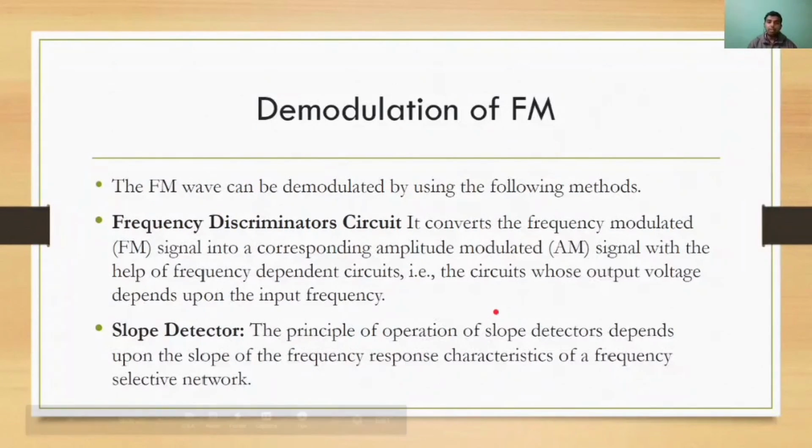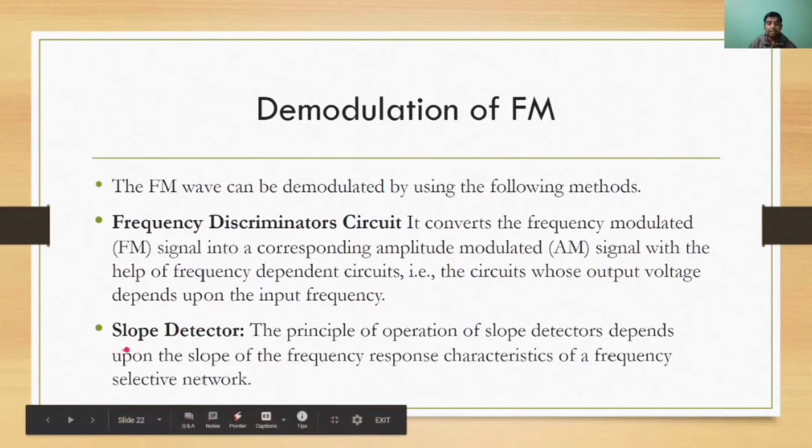Now we will talk about the demodulation of FM. So FM can be demodulated by using the following methods. First, we have the frequency discriminator circuit. What it does is convert FM into AM with the help of a frequency dependent circuit, that is a circuit whose output voltage depends upon the input frequency. Then the other one is the slope detector. The principle of operation of the slope detector depends upon the slope of the frequency response characteristics of a frequency selective network. So we will now discuss slope detectors.